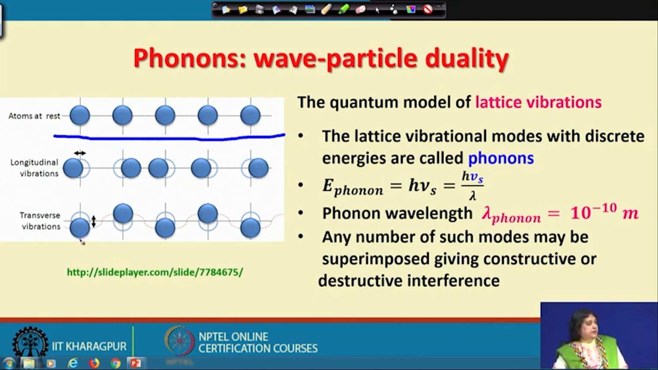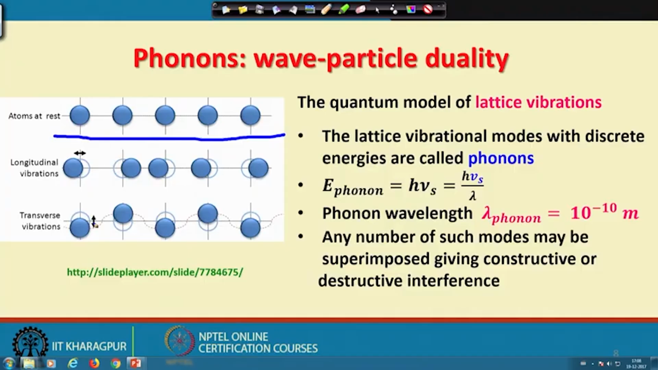But it may so happen that if you have a 2D lattice, a two-dimensional lattice, there may be displacements in the directions perpendicular to the direction of longitudinal vibration, and these vibrations are called transverse vibrations. Now, it has been proposed that these vibrational modes that are generated by coupled vibrations of the different atoms in these lattices are quantized, and these quantized modes of vibration of a solid are known as a phonon.